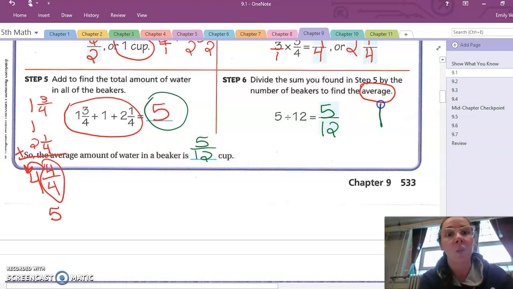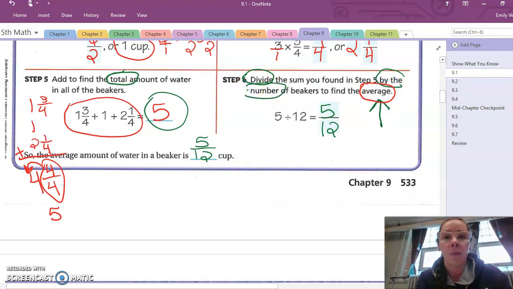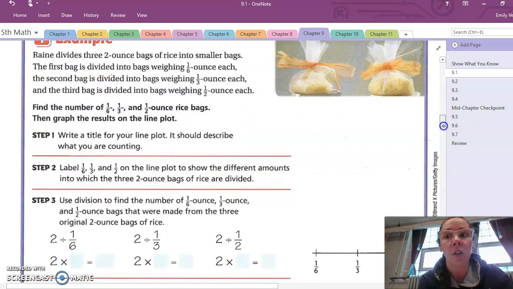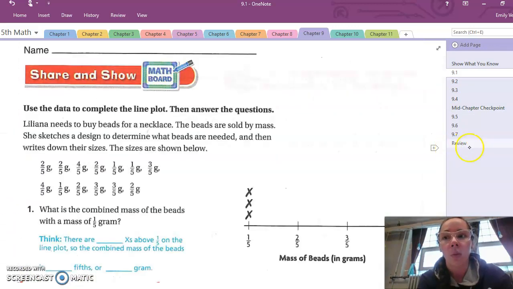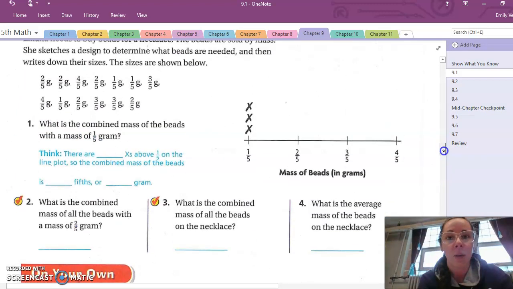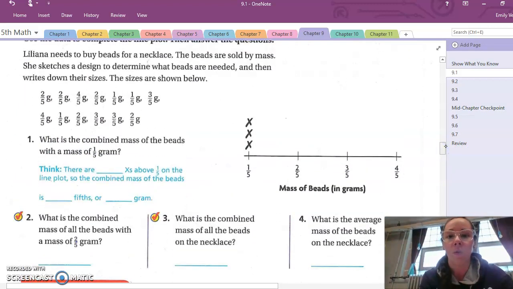So whenever you see this word average, that means you find the total first and then divide by how many things you have. So in this case, by the number of beakers, I'm just going to circle by the number. You divide your total by the number of things that you have. Okay, hang with me. We're going to go ahead and do number 1 together because it's going to be pretty much the same thing. Numbers 1 through 4, this first one.